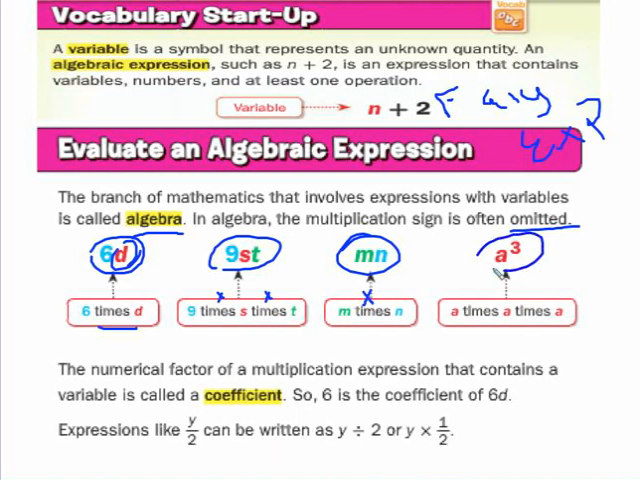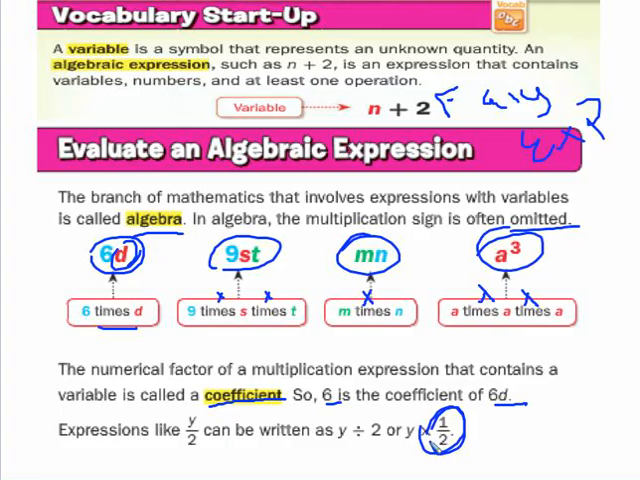And if I see an exponent, that means I'm actually going to evaluate it, such as a to the third as a times a times a. If it was a to the second, you just do a times a. Okay? The numerical factor of a multiplication expression that contains a variable is called a coefficient. So in the term 6d, 6 was the coefficient. That was the number being multiplied by the variable. And an expression like y over 2, which can also be written as y divided by 2 or y multiplied by 1/2, the coefficient would be 1/2.